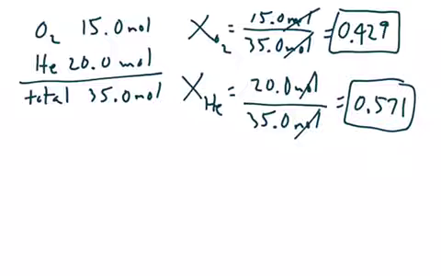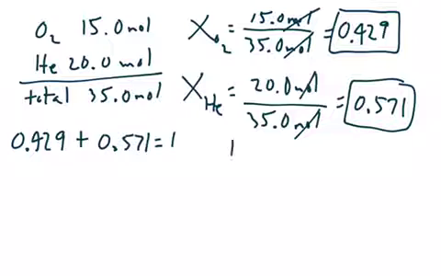Now, here's a way you could check. Mole fractions, just like percentages add up to 100%, also add up to 1. Instead of 100, they add up to 1. If you add 0.429 plus 0.571, it will add up to 1, which you could have also done once you figured out the mole fraction of oxygen: you could have just subtracted 1 minus 0.429, and you would have gotten the mole fraction of the other gas.